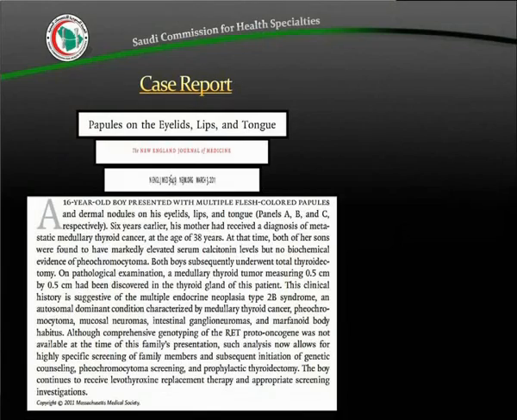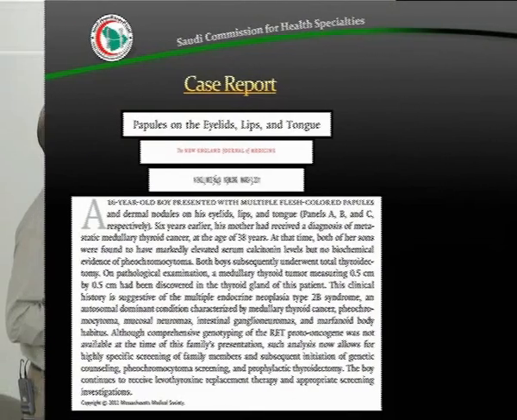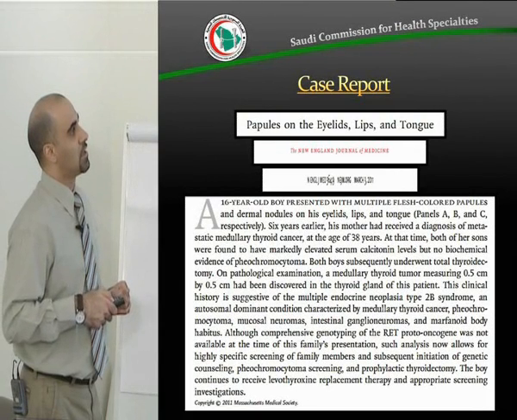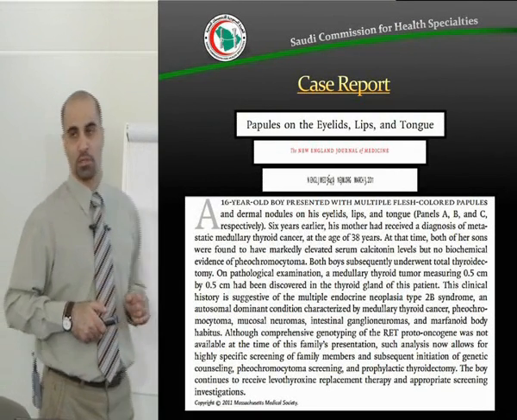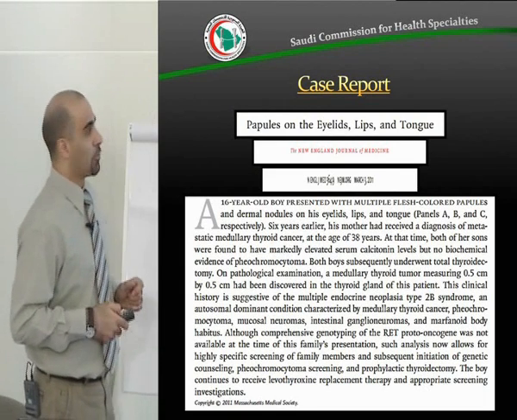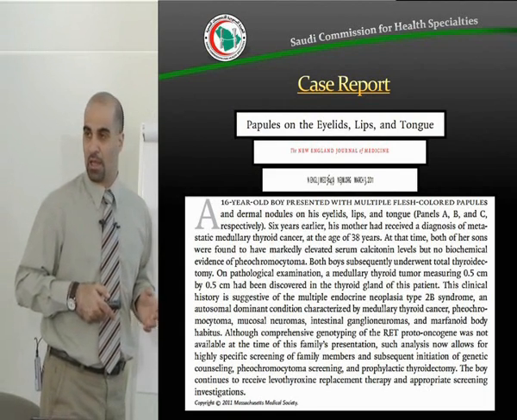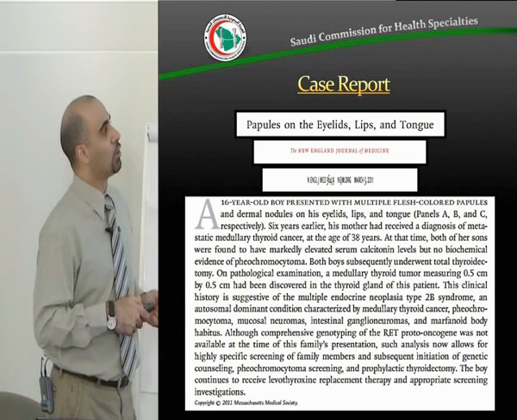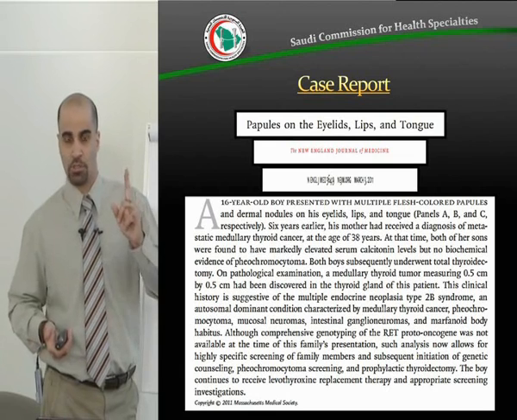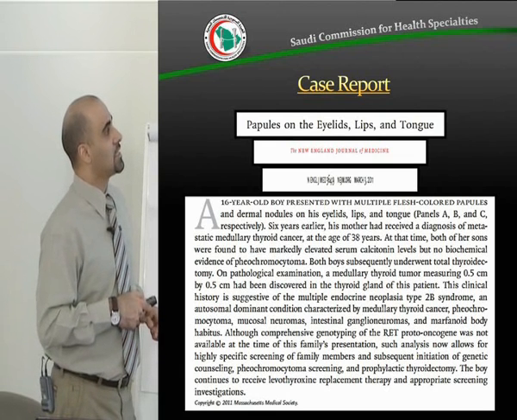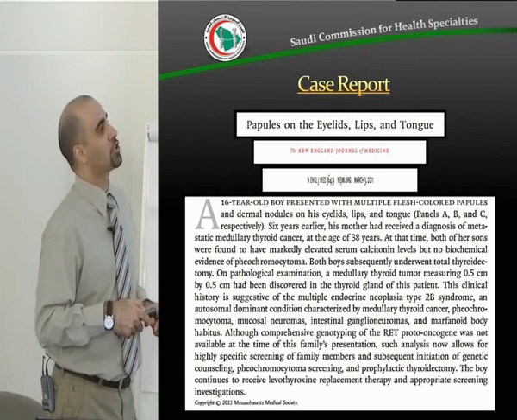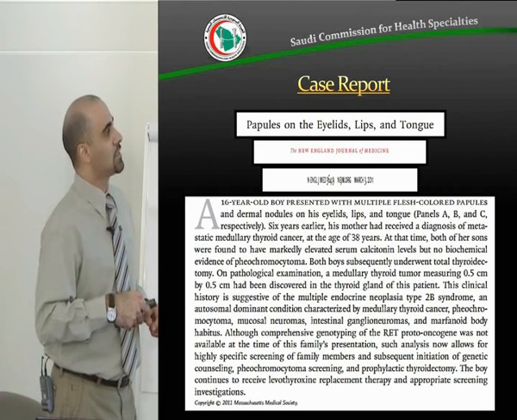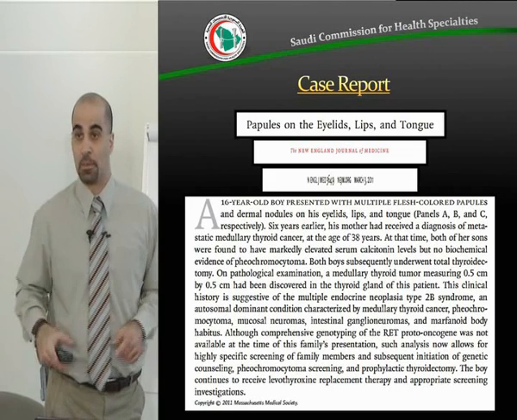The title is Papules on the Eyelids, Lips, and Tongue. It is published in the New England Journal of Medicine in March 3rd, 2011. Okay? So basically, I'm not going to go over the whole case report, but it is saying a 16-year-old boy, as we said, a case report is only on one patient. So a 16-year-old boy presented with multiple flesh-colored papules and dermal nodules on his eyelids, lips, and tongue. 6 years earlier, his mother, and so on.